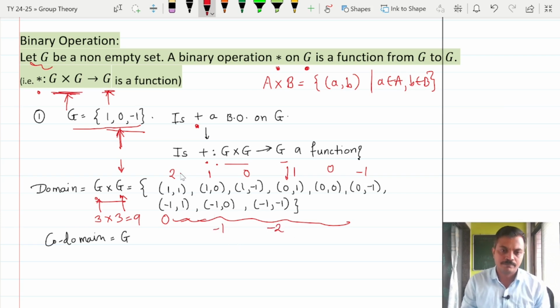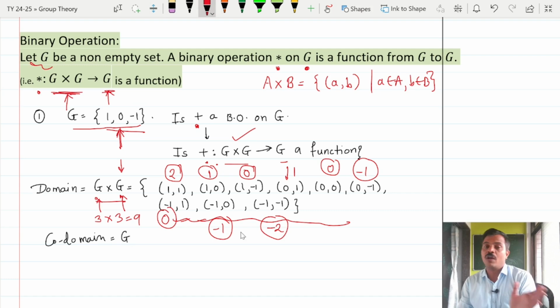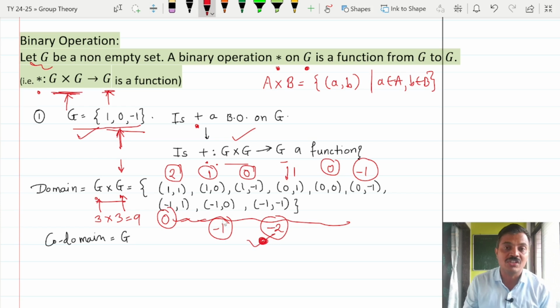Now the question is, all these are images of the elements. So every element in the domain has an image here, as you can see. Further, the image is unique also. But the question is, whatever image we have found, whether it lies in the codomain or not. There is no. As you can observe, the image of minus 1, minus 1 is minus 2, but that is not present in G, right? And therefore, this plus is not a binary operation on this set G.